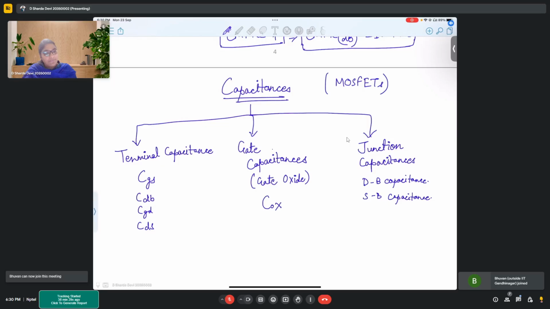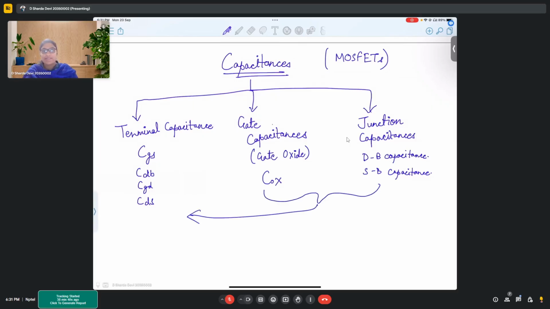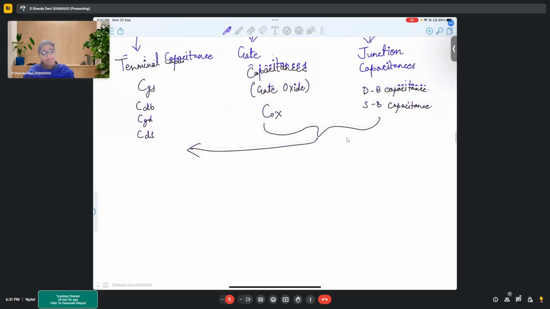So what actually happens is these terminal capacitances that we extract by probing are a result of these two physically present capacitances. So we cannot directly measure gate capacitance or junction capacitance, but we see their effects in terms of terminal capacitance. They are not separate things, it's just that we bifurcate them depending on how to deal with the problems. That is the idea, right?